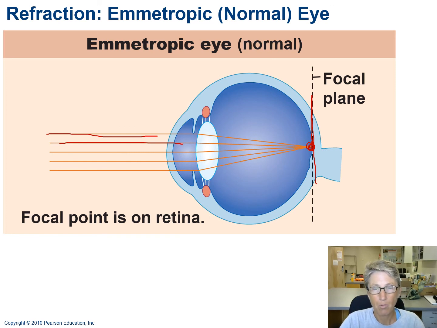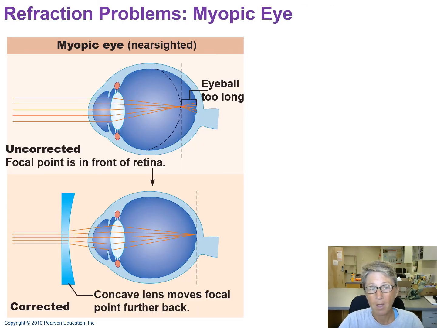That's an emmetropic eye. If you have a myopic eye, that means you're nearsighted. That means your eyeball is too long. And look what happens. You get the focusing of all those light rays. They converge here in the posterior chamber, and that's not good because they're supposed to all focus back here on the retina. But you can correct that with a concave lens, and it will move the focal point, where all those light rays converge, further back.